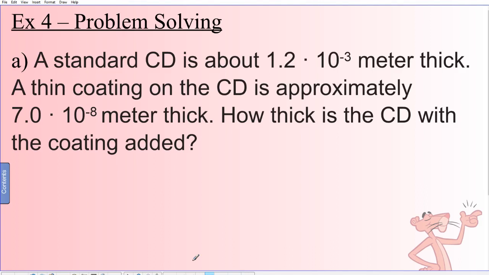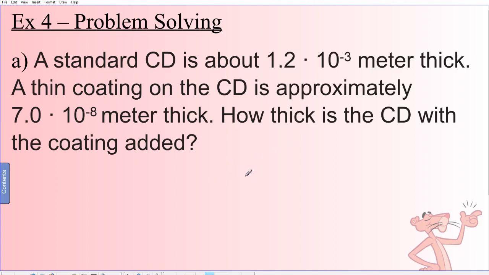Example 4. A standard CD is about 1.2 times 10 to the negative third meters thick. A thin coating on the CD is approximately 7 times 10 to the negative eighth meters thick. How thick is the CD with the coating added? Okay, so we're adding the two things together.